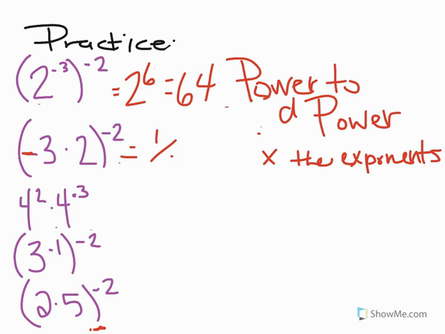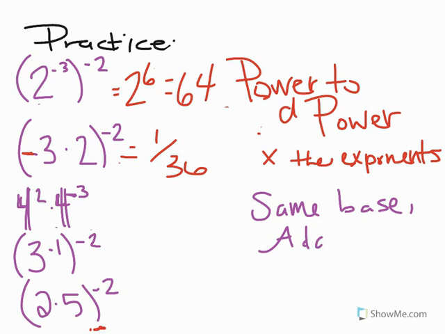Okay, on the next one, we've got 4 to the second times 4 to the negative third, that's a negative 3. This is a situation where you would not multiply the exponents. You have to recognize they each have the same base, and the same base they have is 4. When they have the same base, write that down. You do what to the exponents? You add them. Same base, you add the exponents.